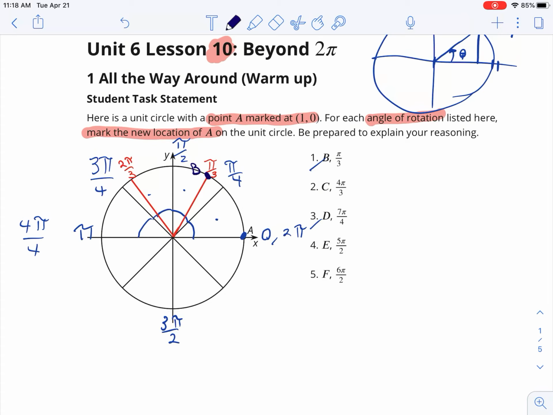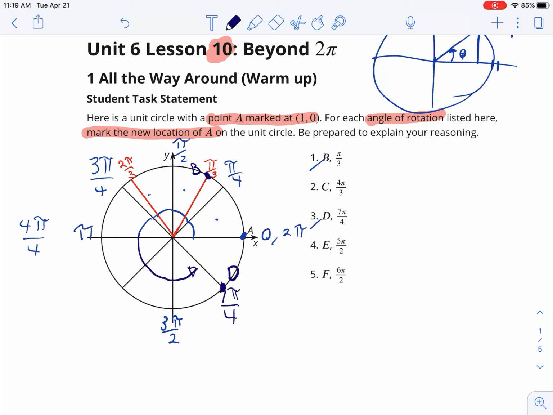For the next one, we're going to be looking at 7 pi over 4. It's going to help that we just talked about pi over 4. So this was 1, 2, 3. This is 4 pi over 4, 5 pi over 4, 6 pi over 4, 7 pi over 4. If you just keep continuing to break it up in that same fashion, this angle right here is going to be 7 pi over 4. Or we can label it as D.